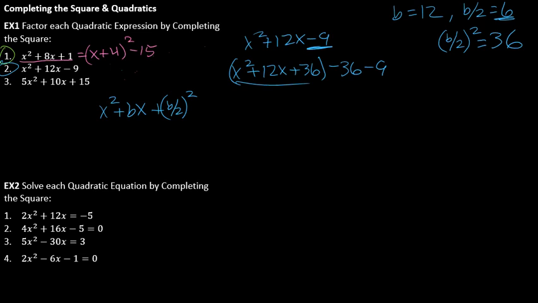Anyway, so we can go ahead and rewrite it as x plus 4, whoops, not 4, 6 all squared. Minus 36 minus 9 would be 45. So our answer here, x plus 6 all squared minus 45, right?